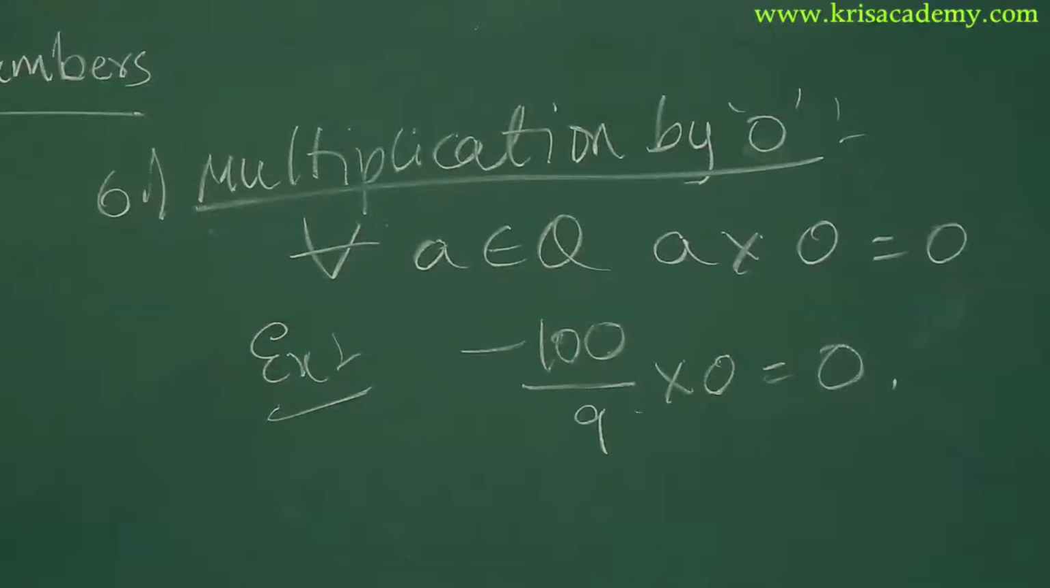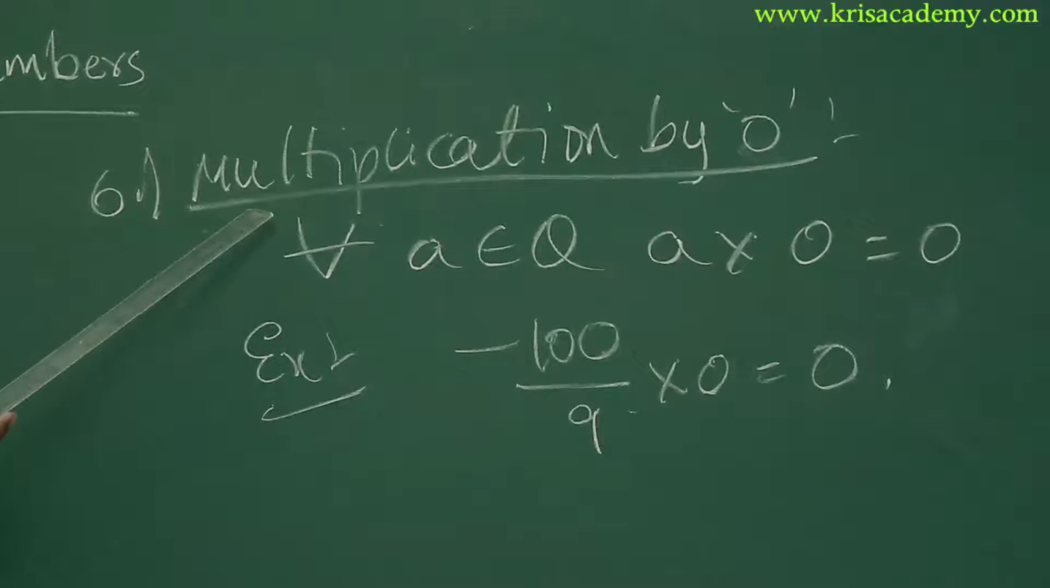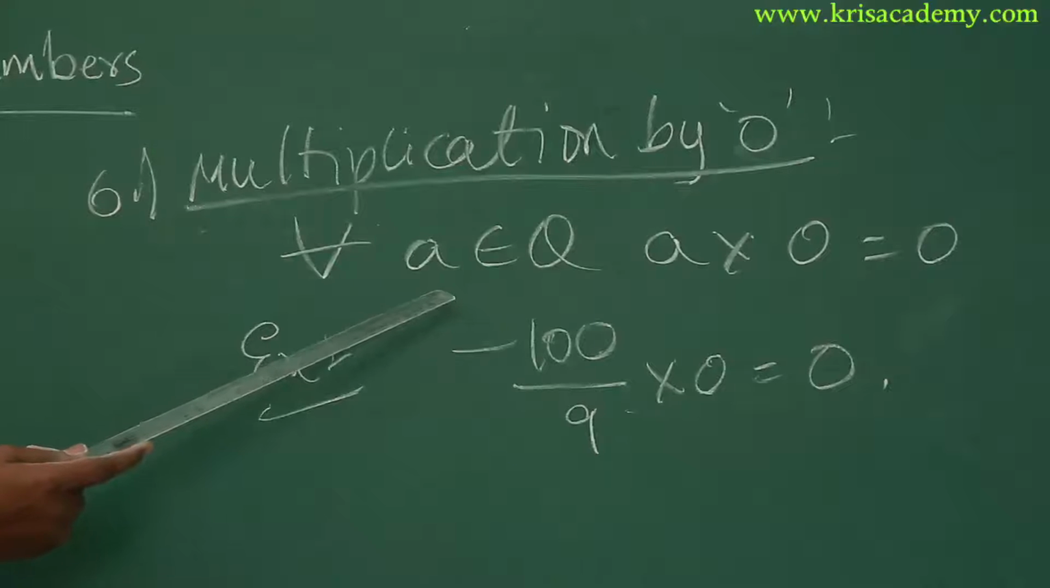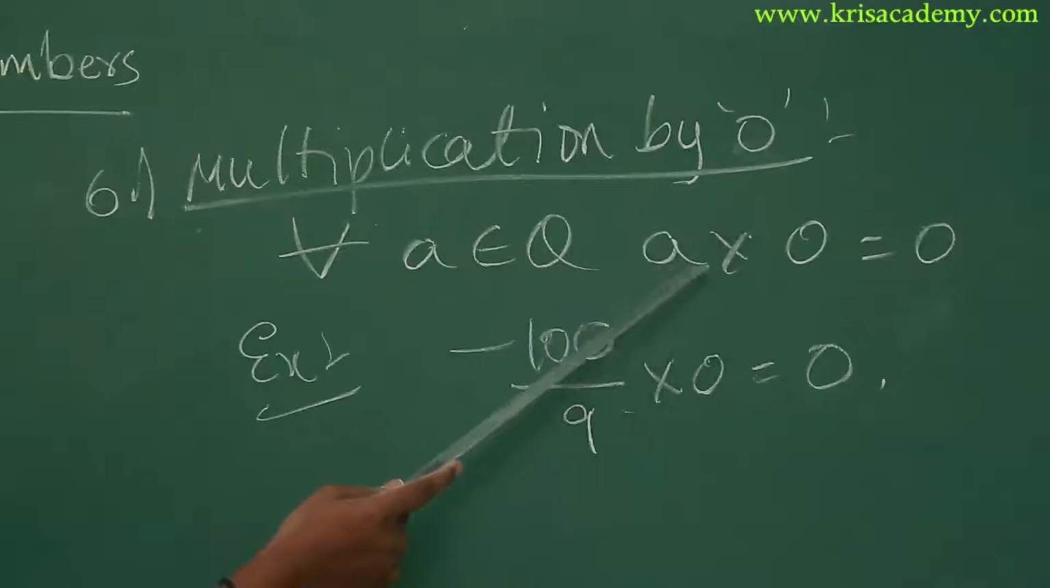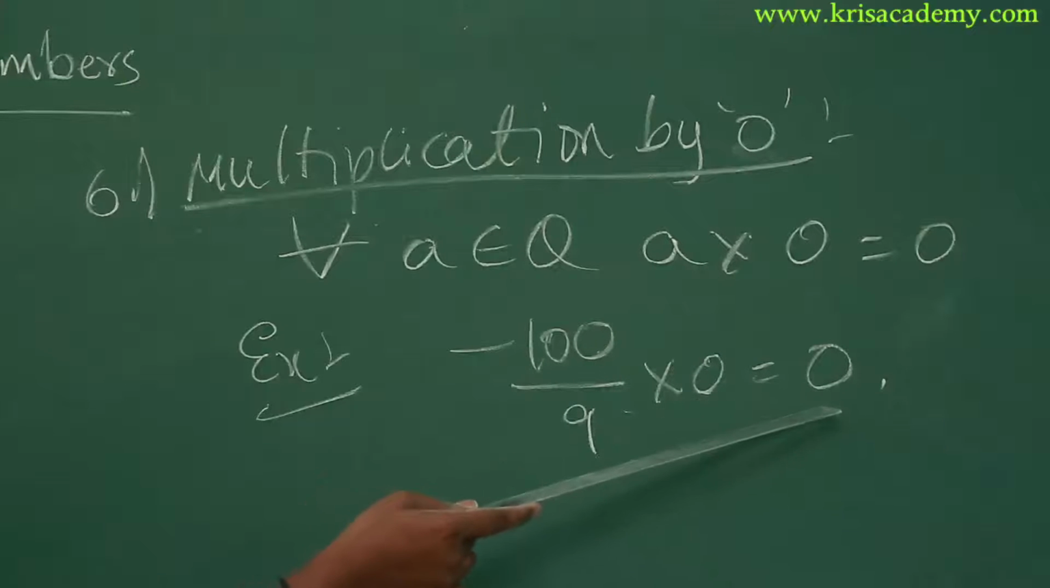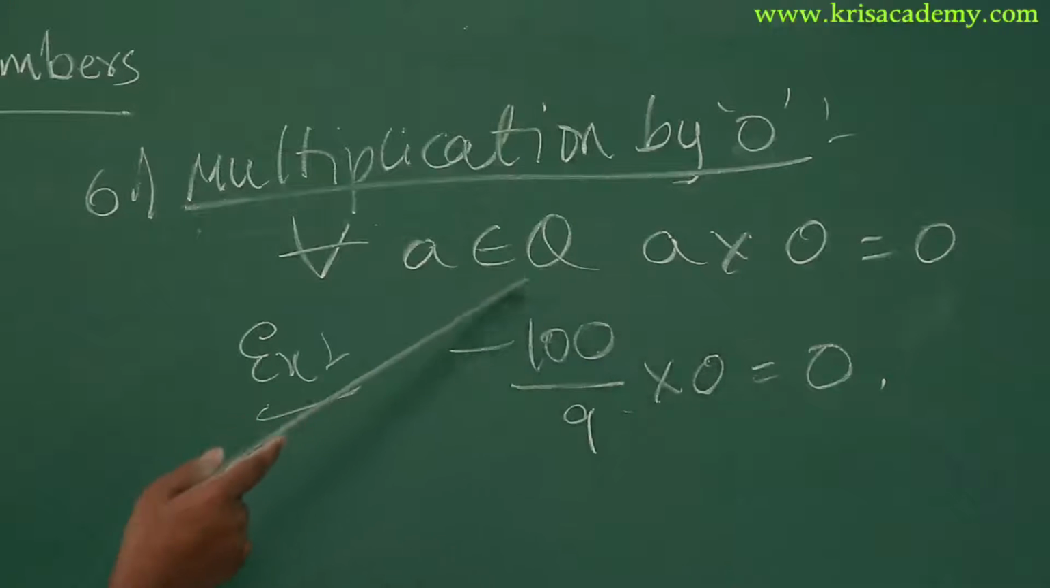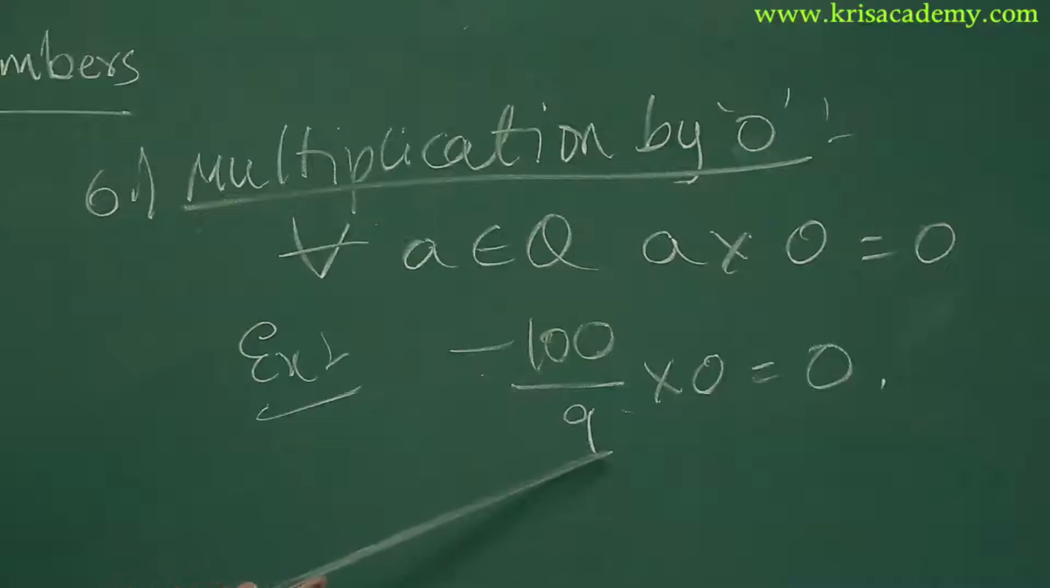Now comes to last property, multiplication by 0. For all a belongs to Q, a into 0 is equal to 0. Any rational number, if you multiply by 0, the answer is 0. So, let us take example minus 100 by 9 into 0 is equal to 0. Any number multiplied by 0 is 0 only.